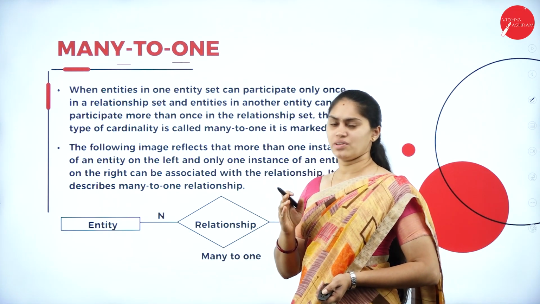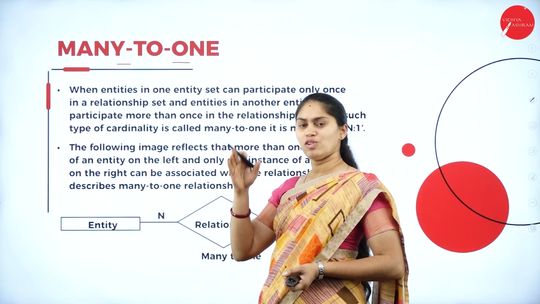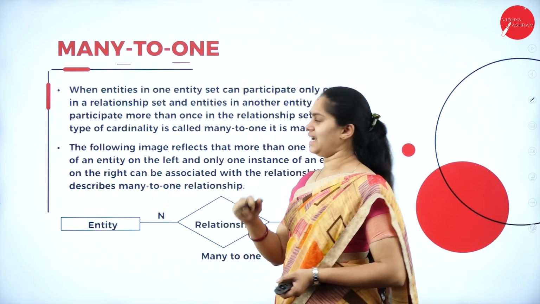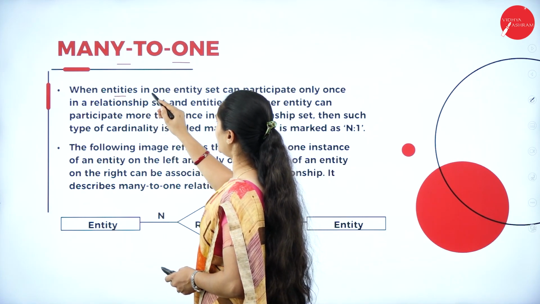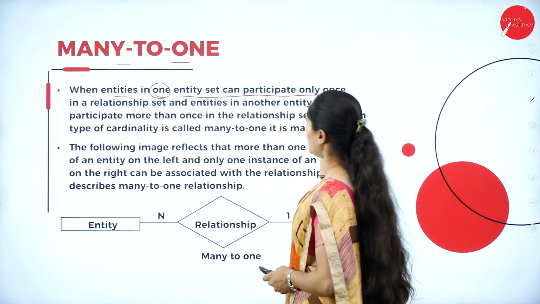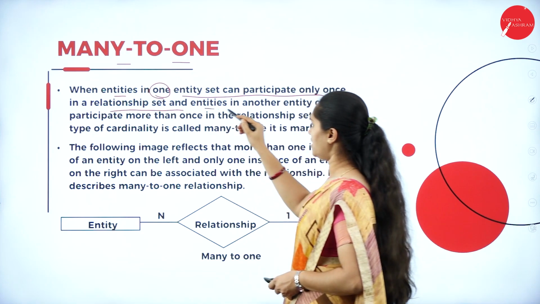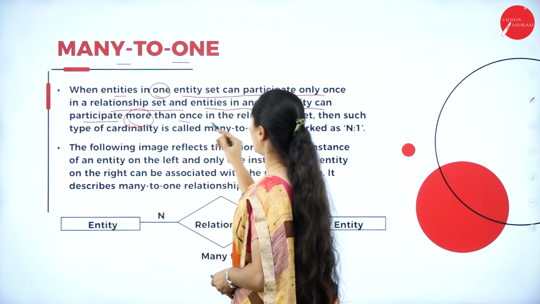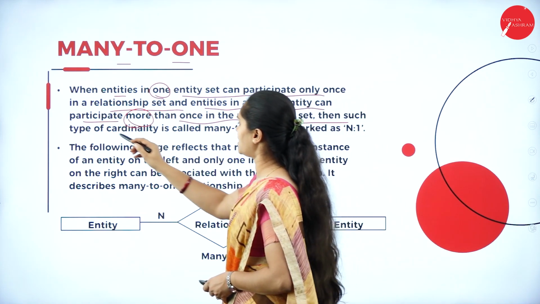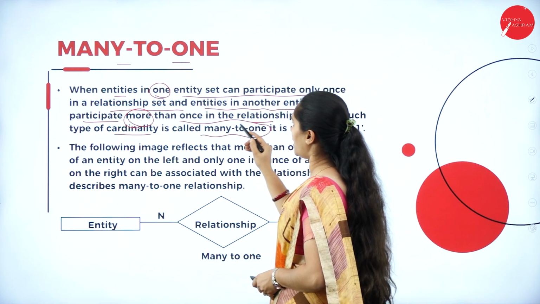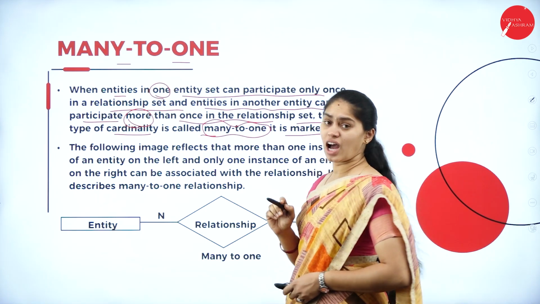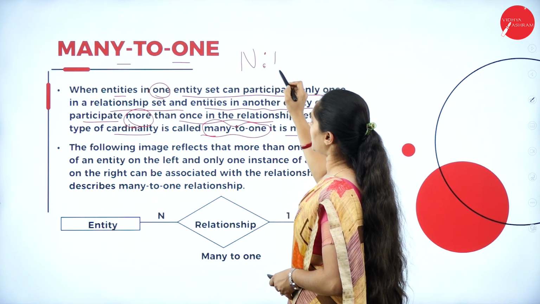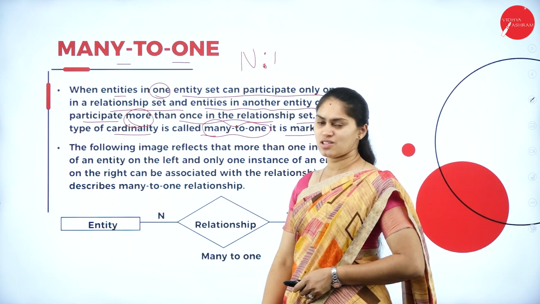Next what we have here is many to one. It is just the vice versa of that. Many instances of one entity participate with only one instance of another entity. When the entities in one entity set can participate only once in a relationship set, and entities in another entity set can participate more than once in a relationship set, then we say that cardinality is a many-to-one relationship. Then how do we mention it? Many means n, and its ratio will be defined as n is to 1.